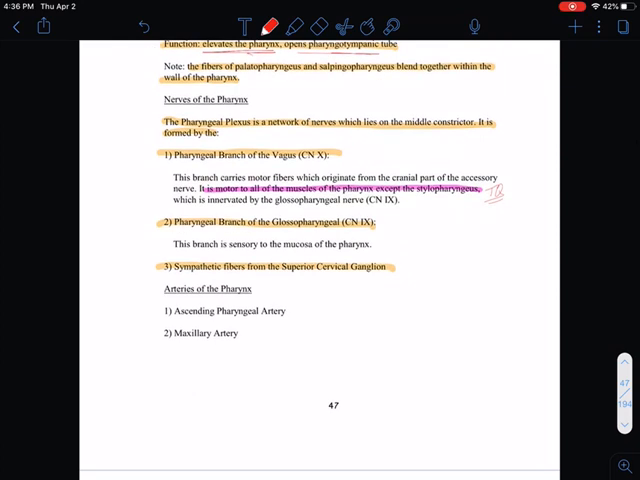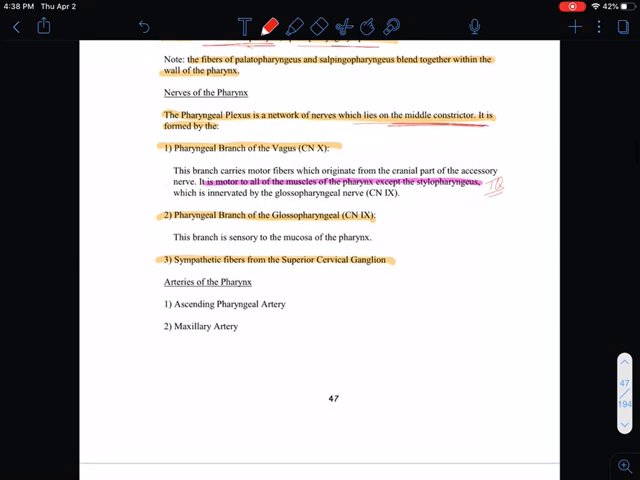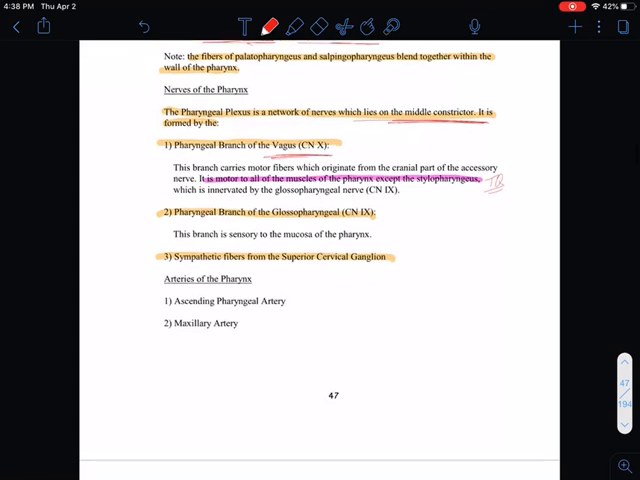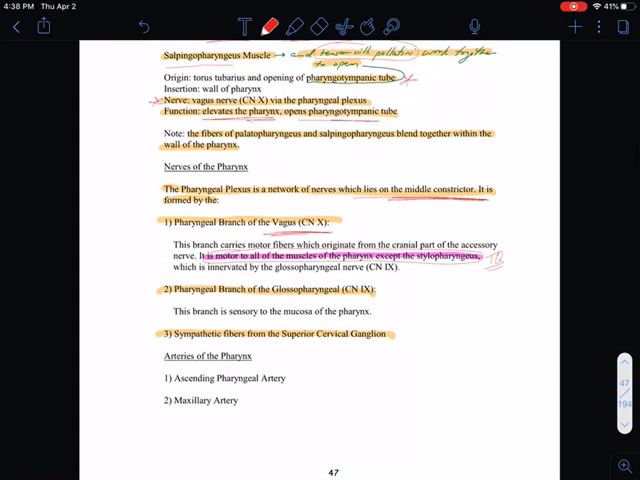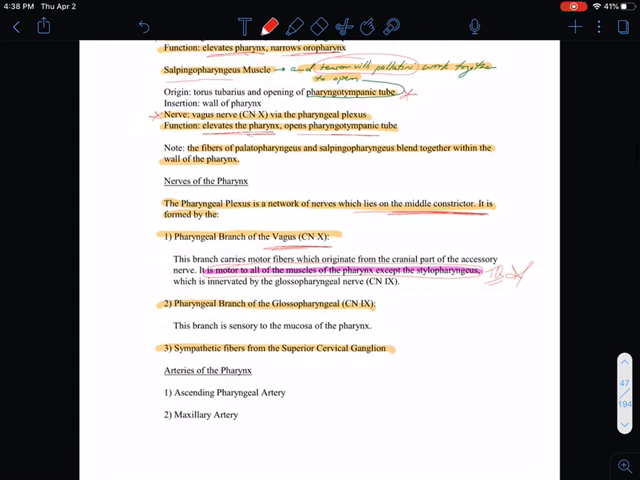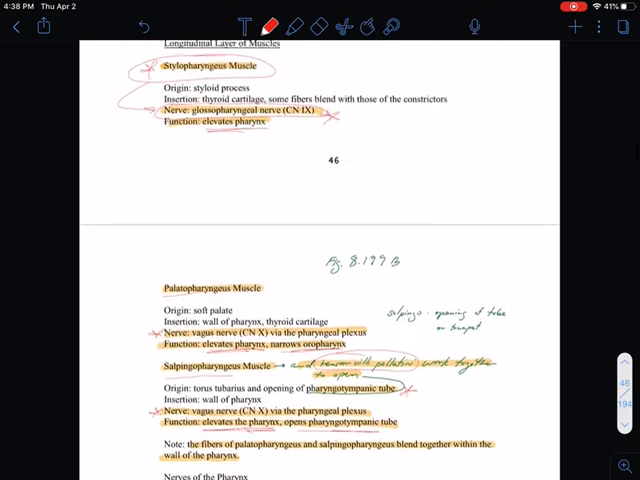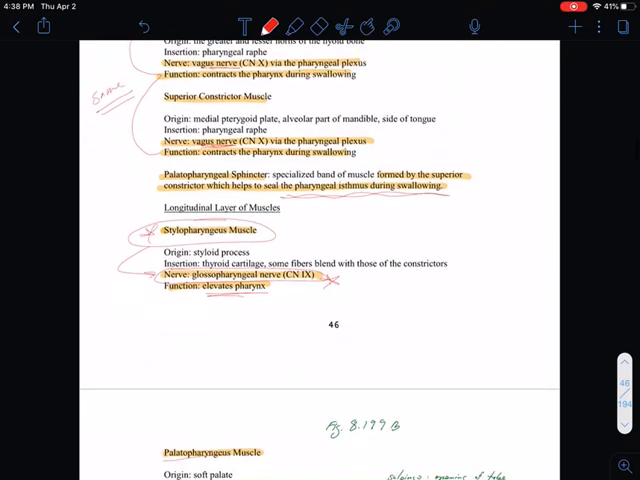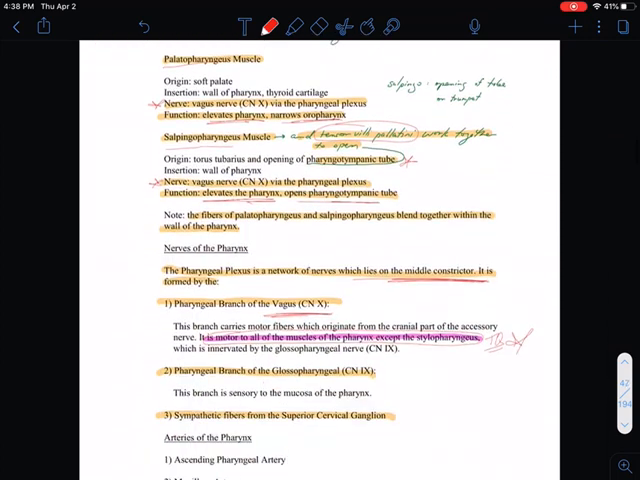Next, we have nerves of the pharynx. So, we have our pharyngeal plexus. It's a network of nerves which lies right on top of the middle constrictor. It's formed by our pharyngeal branch of the vagus. That is motor to all the muscles of the pharynx except for the stylopharyngeus. So he literally has that written right here straight up in this section and throughout this muscle section. So it's a super common test question.